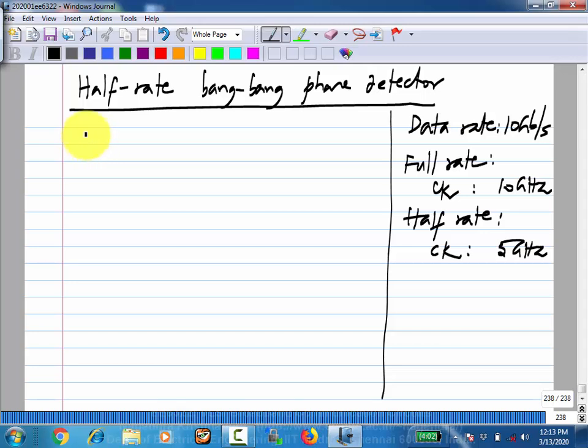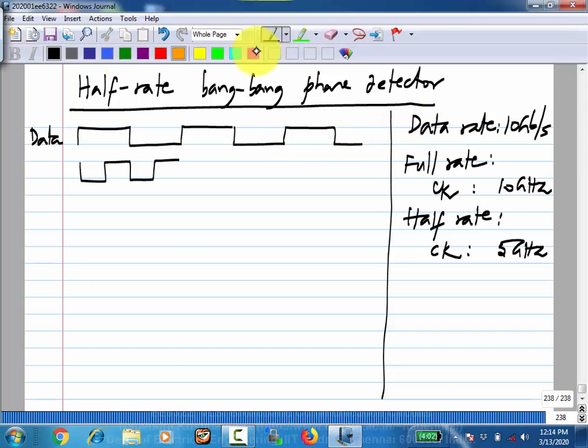So now, how did we do this? This is data. Again, I am drawing alternating data, but you know what happens in reality. Now when I had the full rate clock, by the way, how do we do the bang-bang phase detection? We look at 3 consecutive samples, here, there and there, and by using some combination we find out whether the clock is early or late.